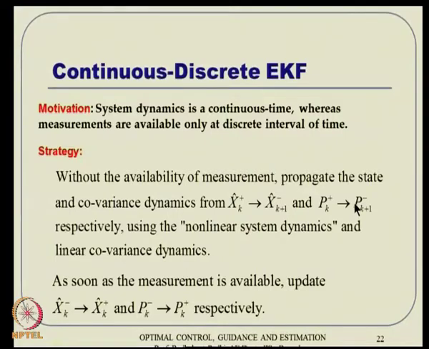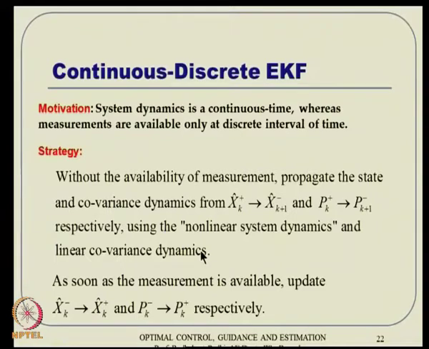But we can propagate now using the non-linear system dynamics. We really do not have to use a truncated linear dynamics and all that. We can go back and say, this is anyway a propagation, so we can use the real non-linear system dynamics to propagate. But the covariance dynamics we can't derive that way because that is difficult, so we can still use the linear covariance dynamics.